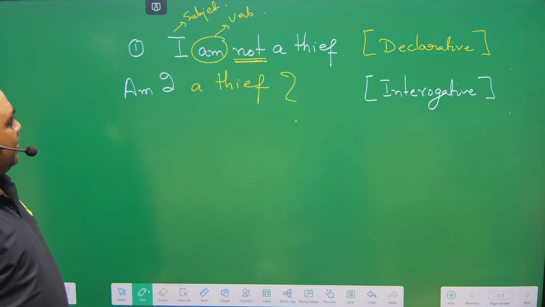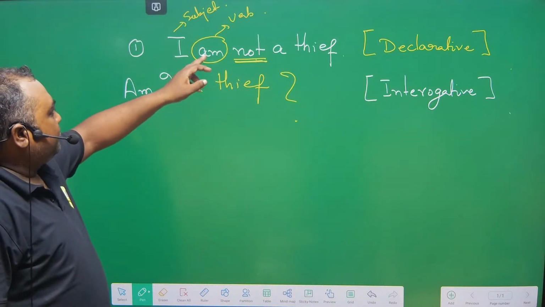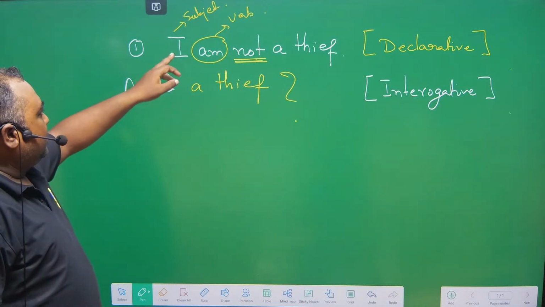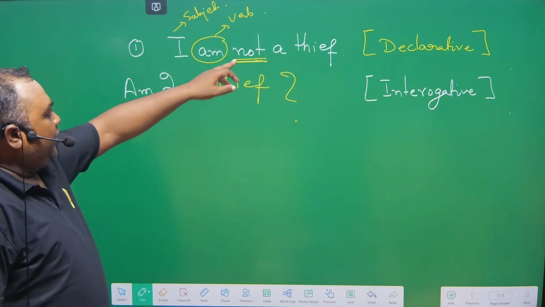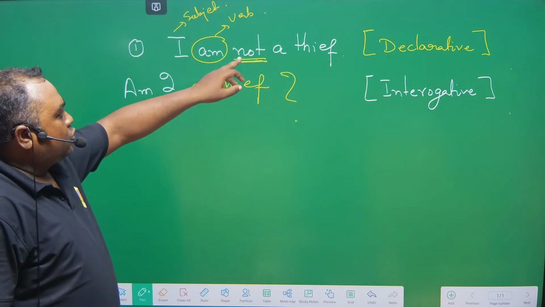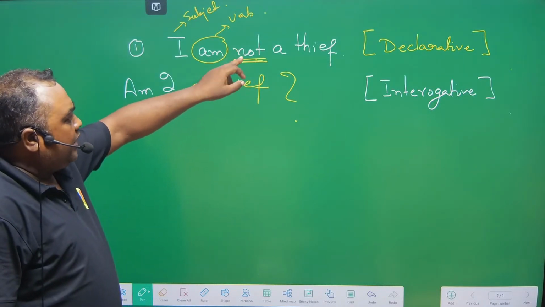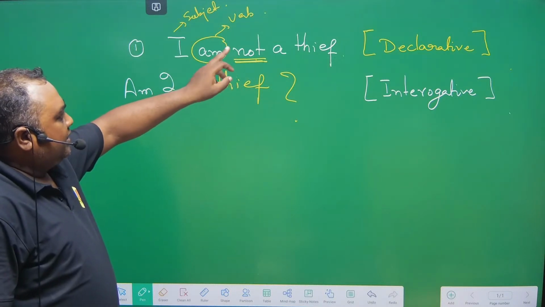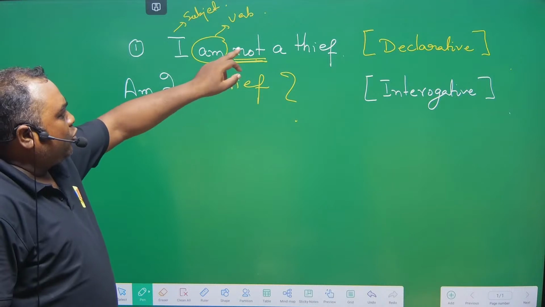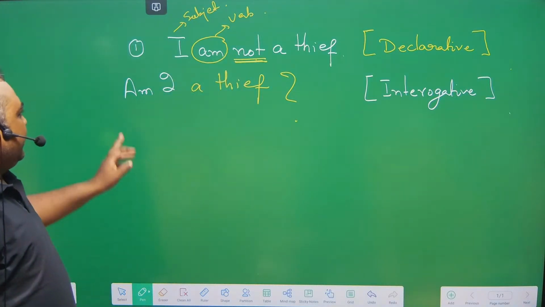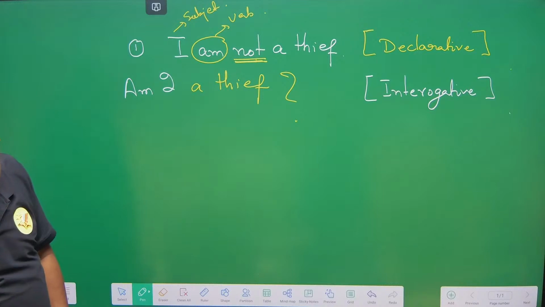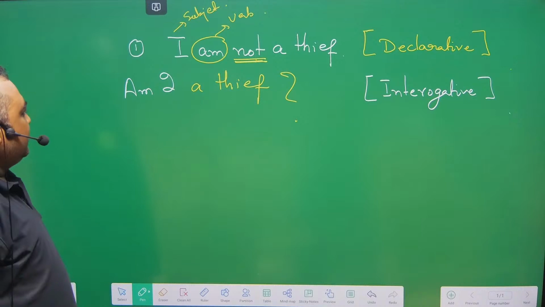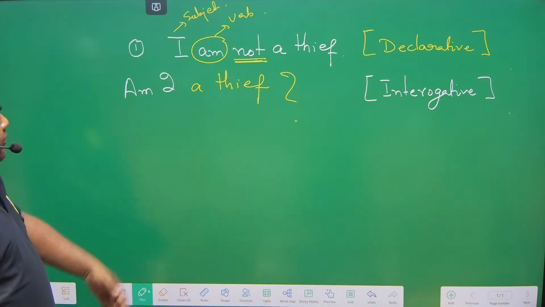So what did we do? We just started the sentence with this verb, am. Afterwards, we put I. Then we omitted this word not. So if not, any negative word, is present in an assertive sentence, then while converting that one into interrogative form, we have to omit this not. Okay? Am I a thief? This is in interrogative form.